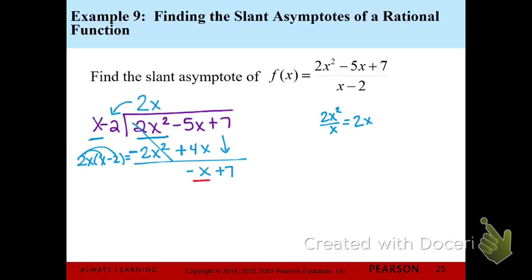So negative x divided by x. The x is canceled. I'm left with negative what? 1. Multiply it to everything on the outside. And distribute. Same thing, you tell me. Change all the signs because we're subtracting.